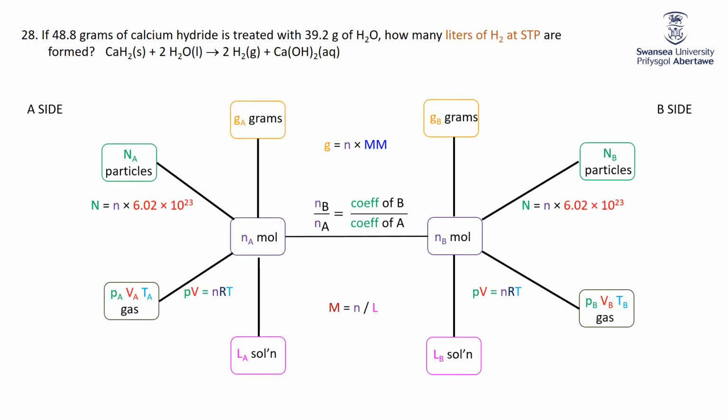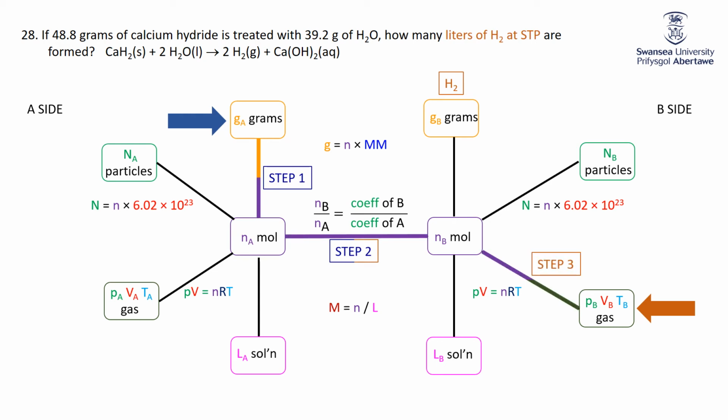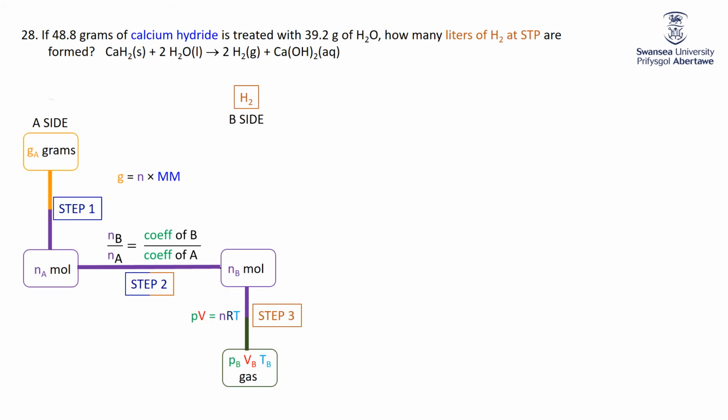So, pulling up the roadmap, regardless of which A side we start with, B is H2. But for each of the A's, calcium hydride or water, we start with grams, and for the H2 we want the litres at STP, so that's the pressure, volume and temperature down there. So step 1, grams to moles, step 2, moles to moles, and step 3, moles to pressure, volume and temperature. So we'll start off with calcium hydride as our part A.